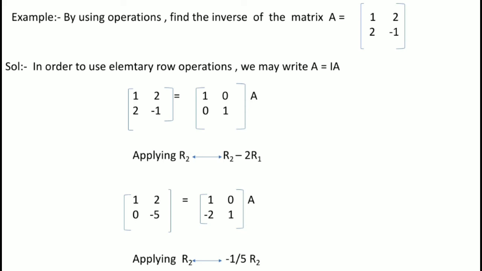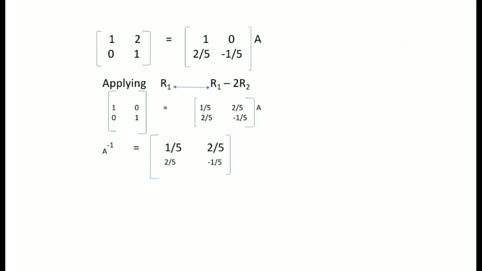Now if we observe the position where minus 5 is present, we need 1 at that position. To obtain this, we divide R2 by minus 5. So we apply R2 changes to minus 1/5 into R2, meaning we divide R2 by minus 5. On applying this, the left hand side matrix changes to 1 2 0 1 and the right hand side matrix changes to 1 0 2/5 minus 1/5. So we get three elements of the identity matrix on the left hand side.